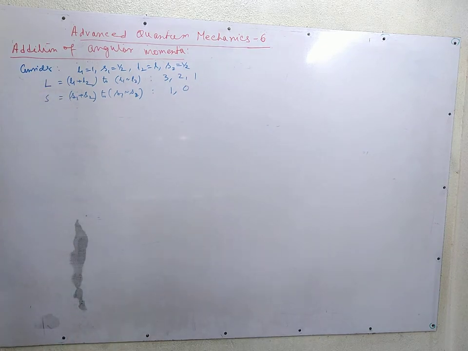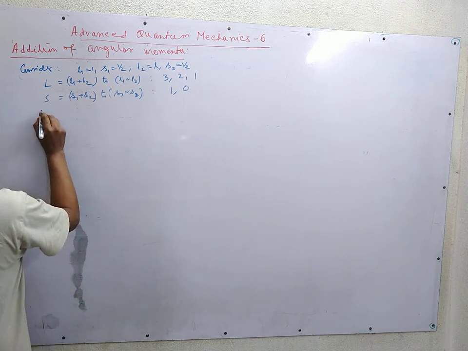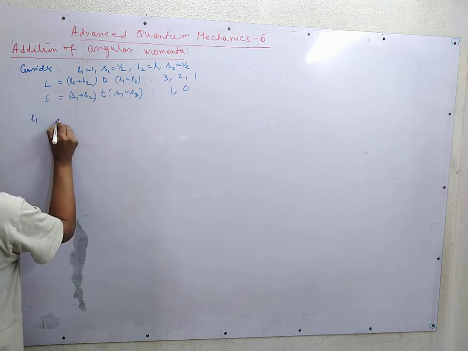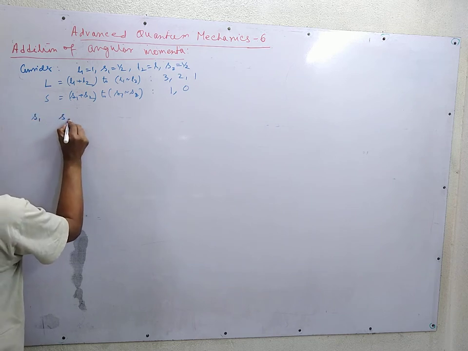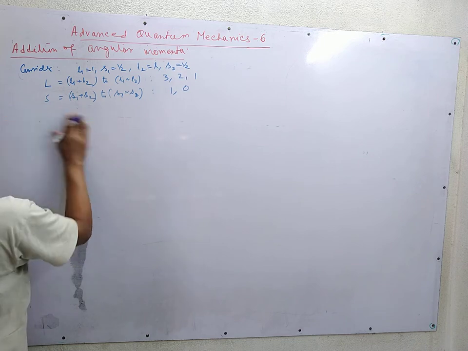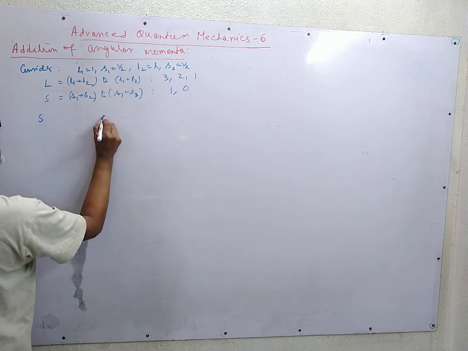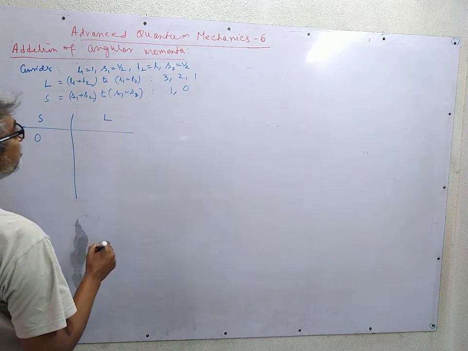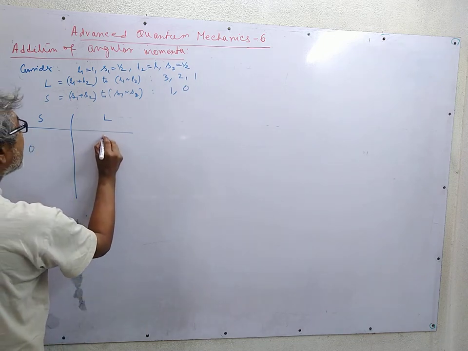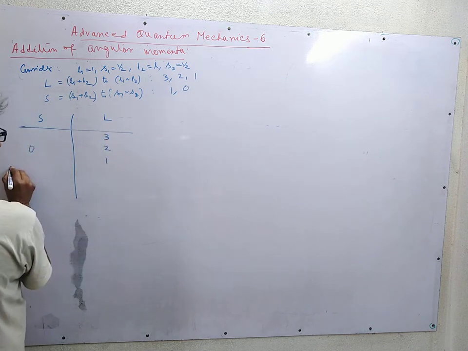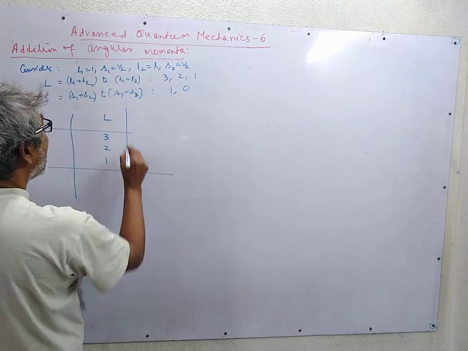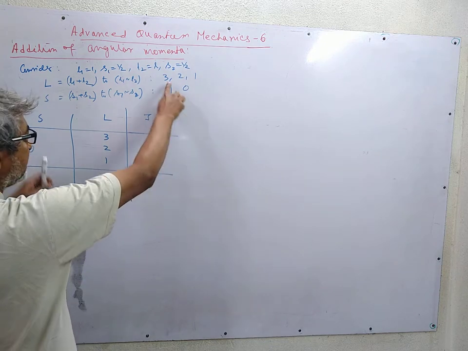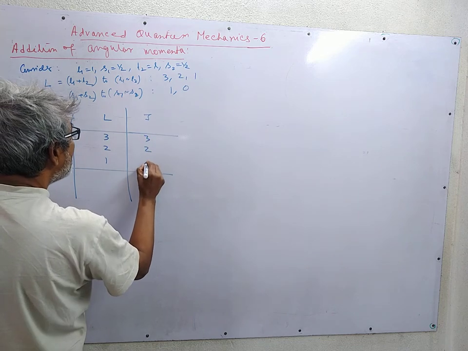So we are to find out J and Mj out of this. So we write a table, S values and L values, say. S value is firstly 0, and L could have values 3, 2, 1. For these, J values are L plus S. If we consider S equal to 0, the J values are 3, 2, 1.